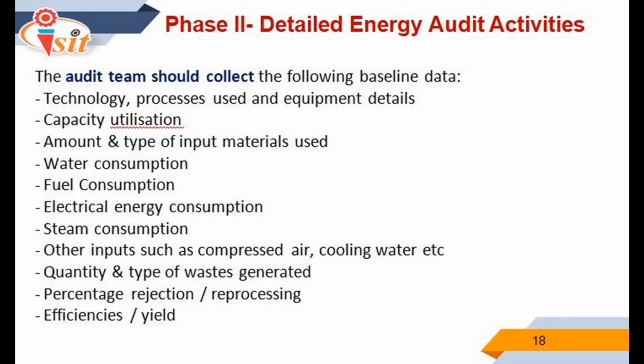The existing baseline information and records are useful to get consumption pattern, production cost and productivity levels in terms of product for raw material inputs. The audit team should collect the following base data: technology and process used for equipment, capacity utilization, amount and type of input material used, water consumption, fuel consumption, electrical energy consumption, steam consumption, other inputs such as compressed air and cooling water, quantity and types of waste generated, percentage rejection during process, and efficiency.